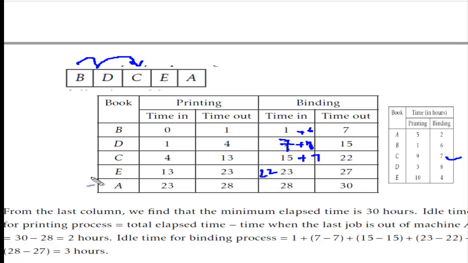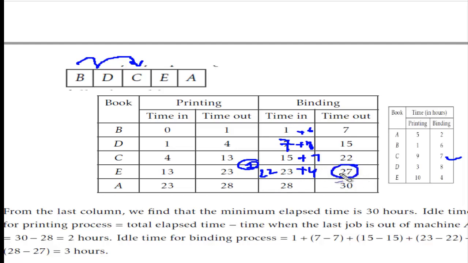22, but E is undergoing printing at 22 now, because it finishes at 23 hours. So we have to wait 1 more hour here, because we have to finish printing so that I can bind. Okay, so it starts from 23, and E has the 4 units. 23 plus 4 is 27, so it finishes at 27.